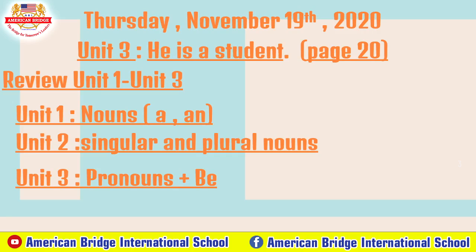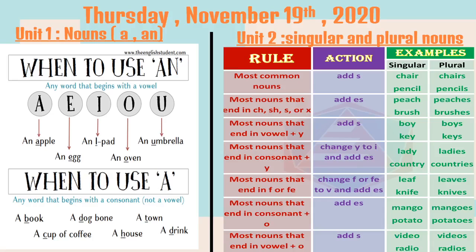Okay, so right now teacher will review again what is related to Unit 1. In Unit 1 we talk about nouns that we use with a and an. So here is our review of how to use a and an. When we use an, you need to use it with any word that begins with a vowel. Begin with a vowel, that you can see in here, we have A, E, I, O, U.